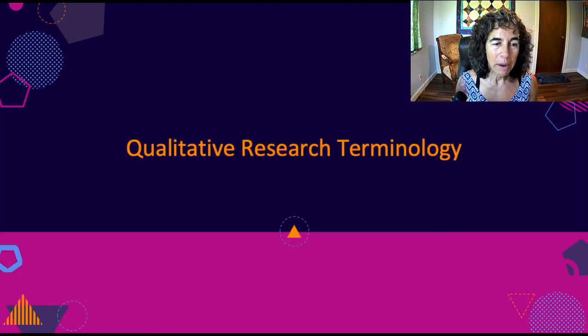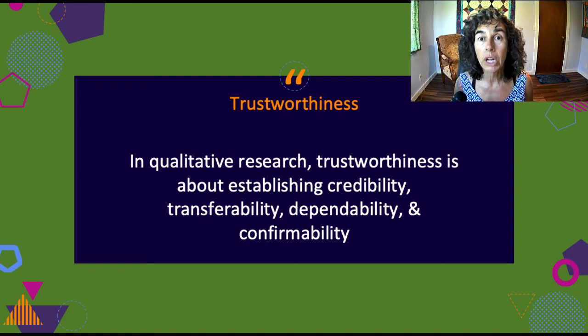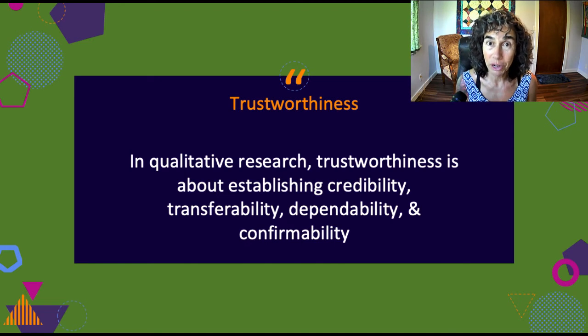All right, so now we're on to our second big topic, which is qualitative research terminology and rigor. So we use the term trustworthiness. In qualitative research, trustworthiness is about establishing credibility, transferability, dependability, and confirmability. So those are the four terms that you need to know along with trustworthiness. And they apply again to qualitative research.